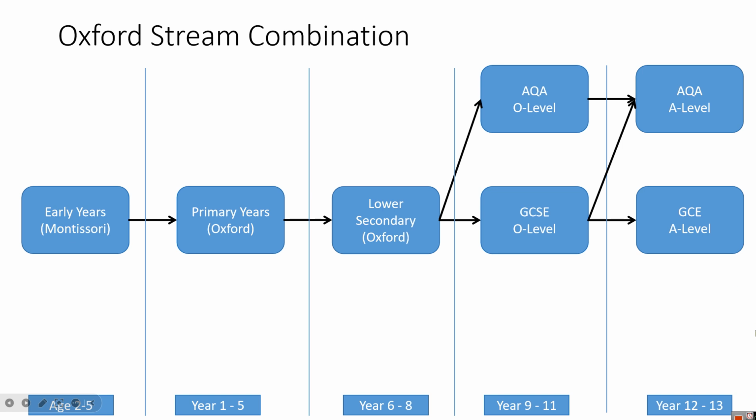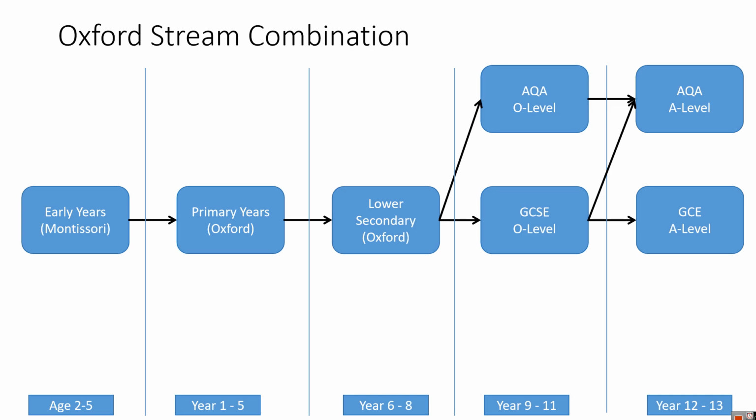So the first one we're going to look at is the Oxford stream. This combination also comes along with the Edexcel combination, right? I'm going to talk about that more in the Cambridge section. But for the Oxford, we start with the early years, which is the Montessori, and it starts from age 2 to 5. Then we have the primary years, which is from year 1 to 5, grade 1 to grade 5. And then we have the lower secondary for Oxford, which is year 6 to 8, or grade 6 to 8.